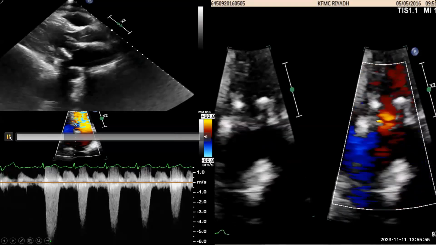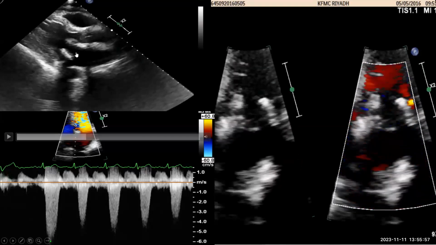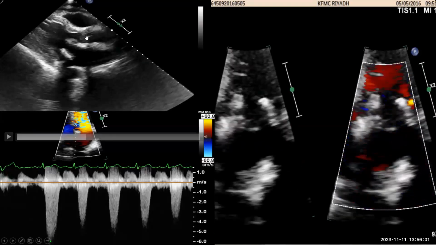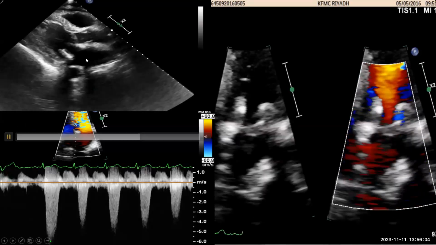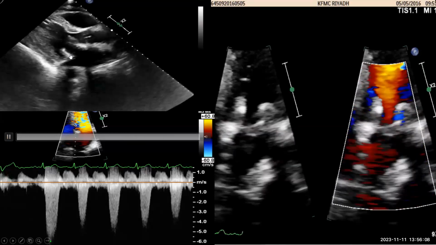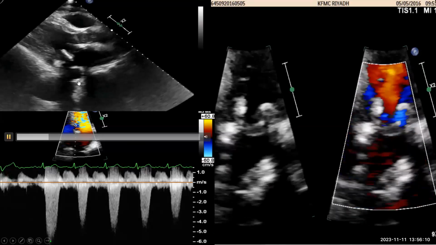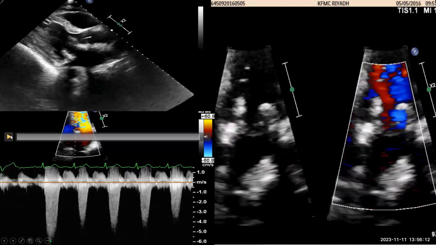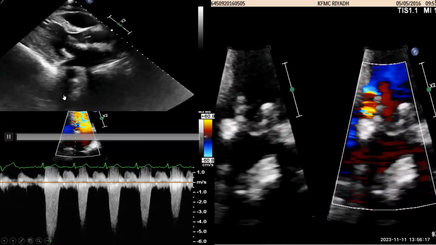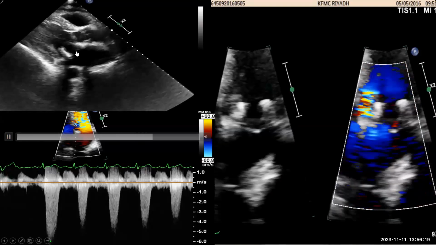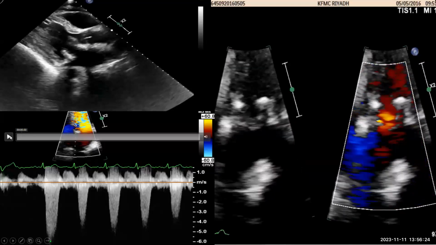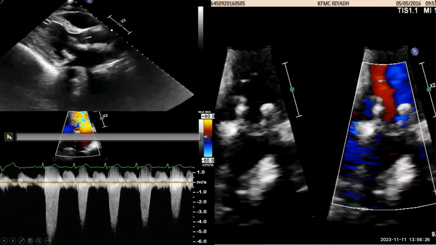However, you have to know that leaflets of any tissue valve are thinner than the native valve. You can compare here. Do you think these leaflets are native mitral valve? This is just a tissue valve, just a leaflet of porcine, or like a pericardial leaflet. That means this tissue valve is much thinner than the native mitral valve, while this aortic valve is native, normal thickness.